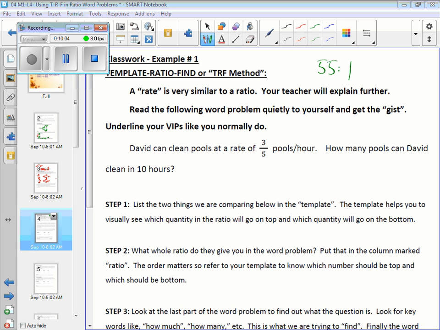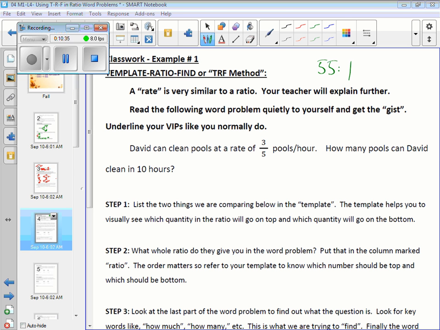That being said, let's take a look at the first word problem. And what I want you guys to get into the habit of doing is circle your given ratio and underline what you're trying to find and what else they give you. I'll take you through the process. All right, let's take a look at this first question. David can clean pools at a rate of 3 to 5 pools per hour. How many pools can David clean in 10 hours?